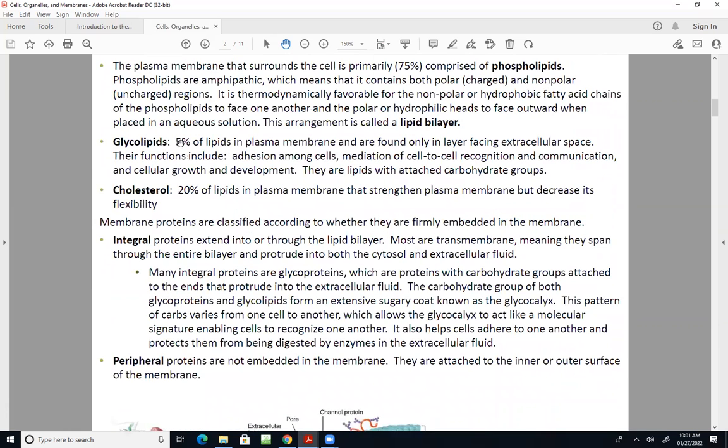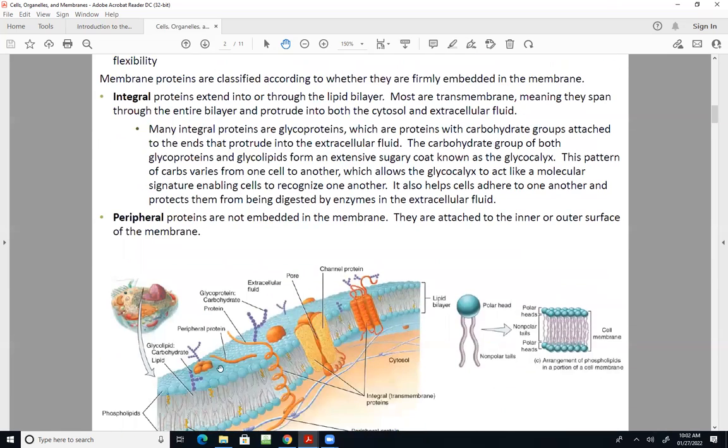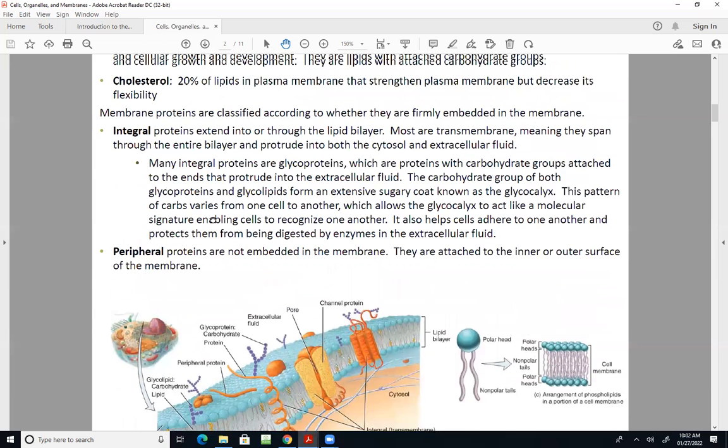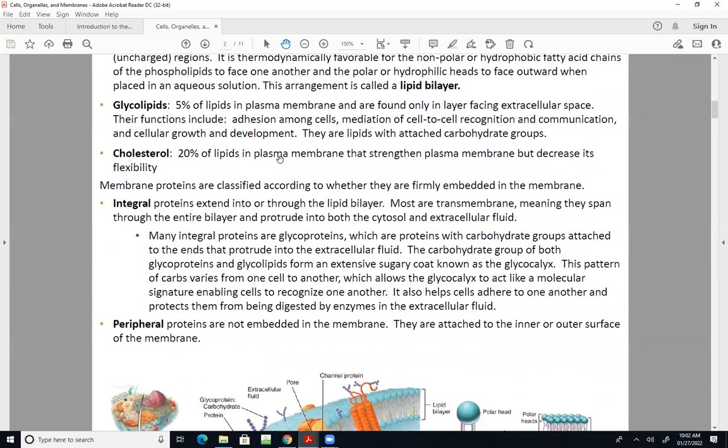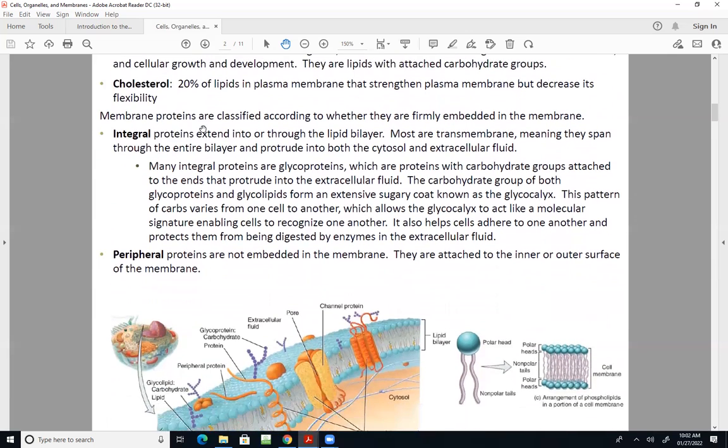They're not very prominent, I should say. They're only about 5% of the lipids in the plasma membrane. We only find them facing the extracellular space, which means they're only facing outward from the cell. But they help with cell adhesion, so like cells sticking together. They also help with mediating cell-to-cell recognition and communication, so cells can recognize and communicate with one another. And they help with cell growth and development. And as I mentioned, they're lipids with carbohydrate groups attached.